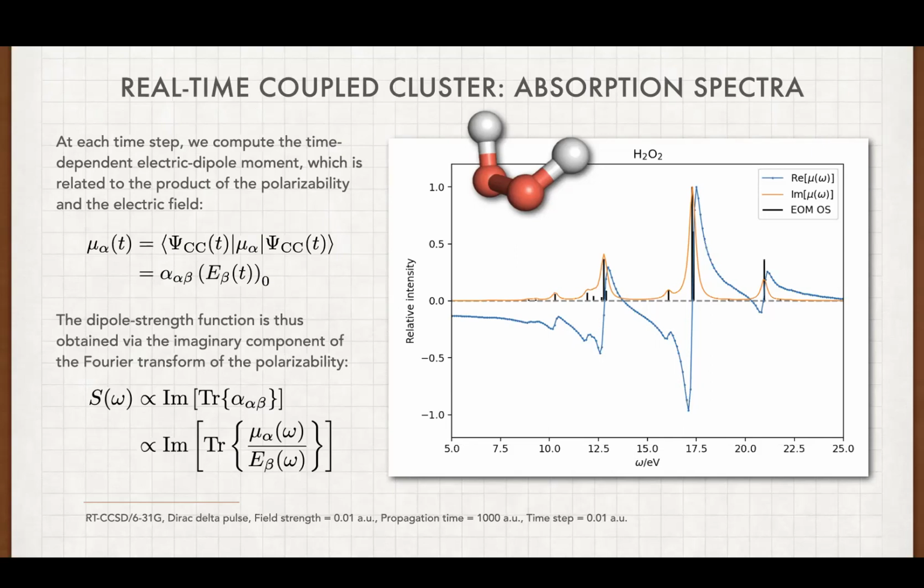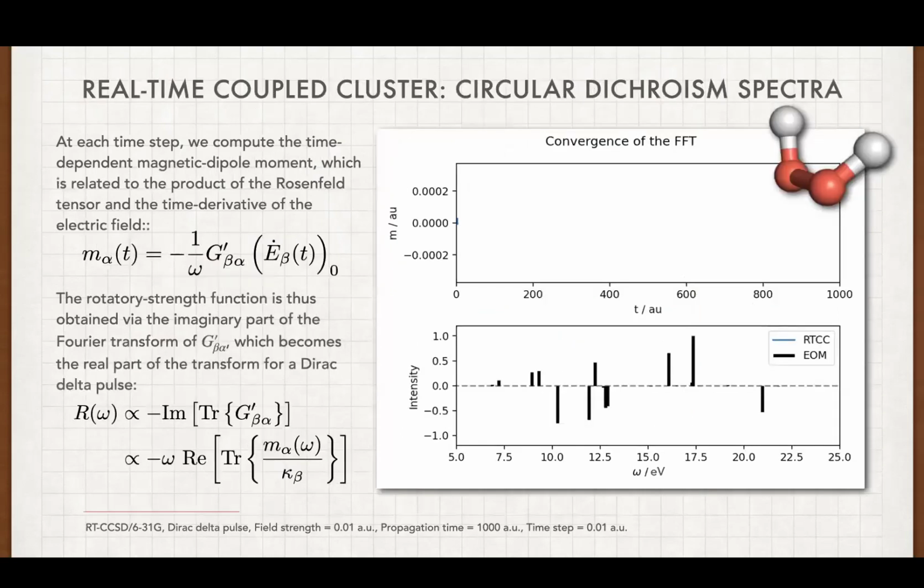So you can see the black lines here are stick spectra that you would get from equation of motion coupled cluster, and the orange here, that's the imaginary part of the Fourier transform of the polarizability. So you can see that they line up as we expect them to. And this is just for a small chiral molecule, hydrogen peroxide, and using a form of the electric field that is just a Dirac delta pulse, so a broadband field.